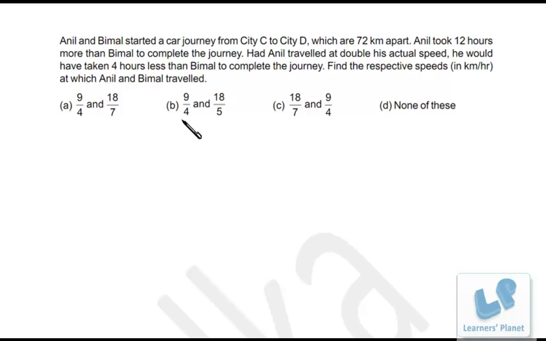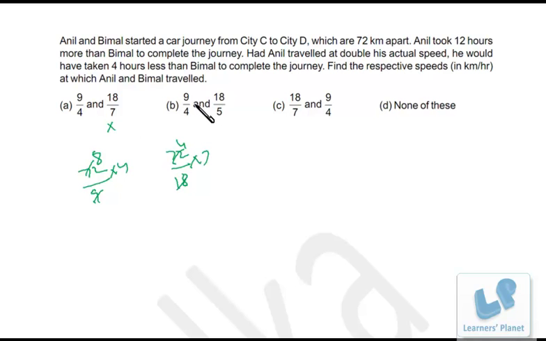That means Anil and Bimal, both the speeds are already given in the options, right? So we don't have to go for any sort of calculation over here. Just choose the option where they cover the 72 kilometers and Anil is taking 12 hours more than Bimal. Suppose this is the correct option, option A. 72 divided by 9 by 4 is 32, and 72 divided by 18 by 7 is 28. So it's not 12 hours.